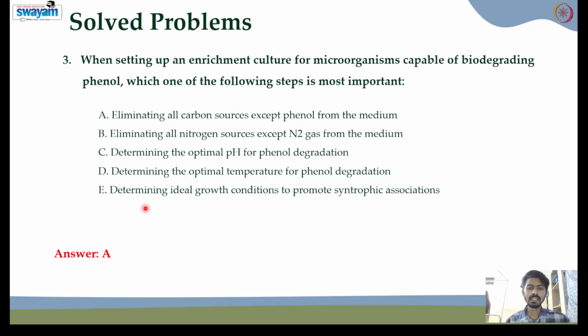And option E, determine the ideal growth condition to promote the syntrophic association. What happens here? Syntrophy means multiple organisms work together to degrade complex substrates. So syntrophy might be important in the later stage, but for the primary stage, first you have to give phenol as the sole carbon source for selection criteria. That's why option A, which is eliminating all carbon source except phenol from the media, is the correct answer.